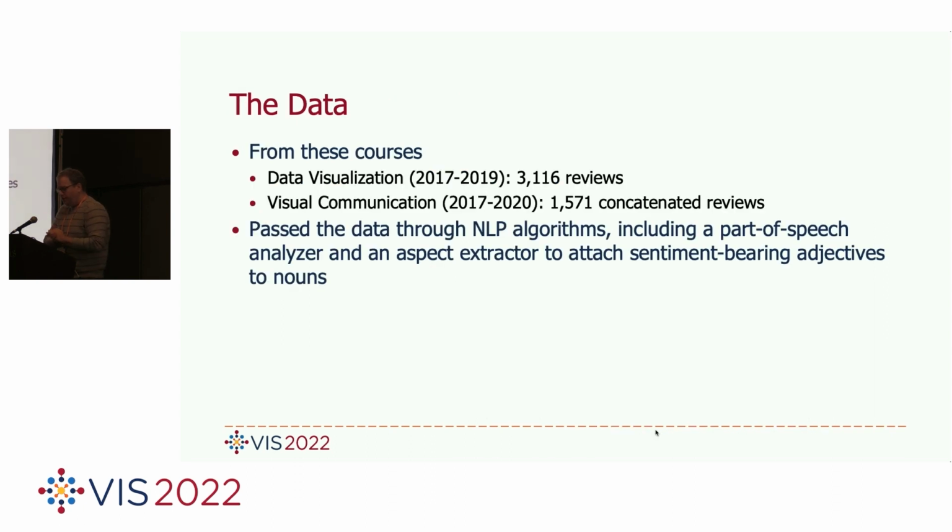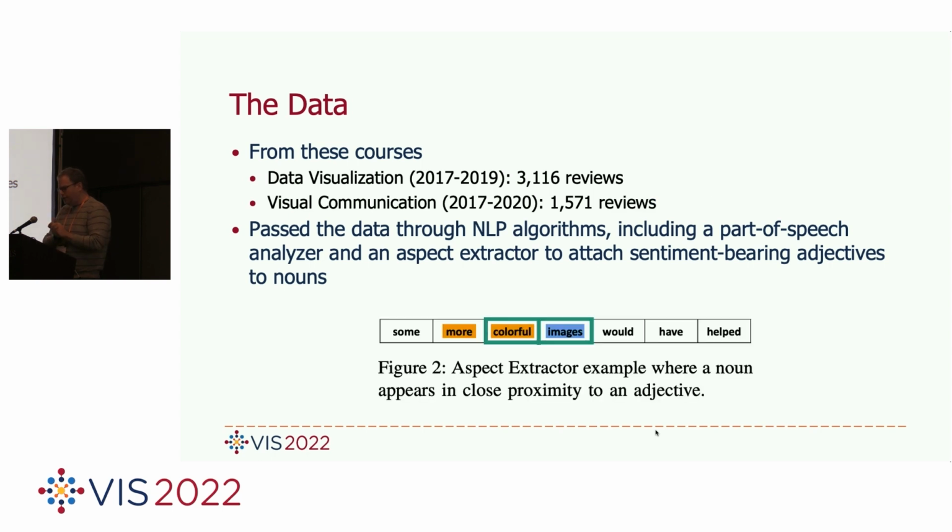The data that we ultimately collected for this study was over 4,500 individual reviews. We did do some individual inspection of reviews during some of our analysis, but for analyzing the whole corpus, we used several natural language processing algorithms. The main ones that we utilized were a part of speech analyzer and a thing called an aspect extractor.